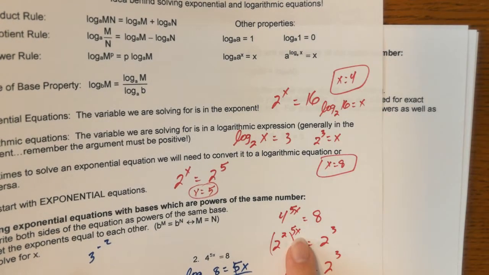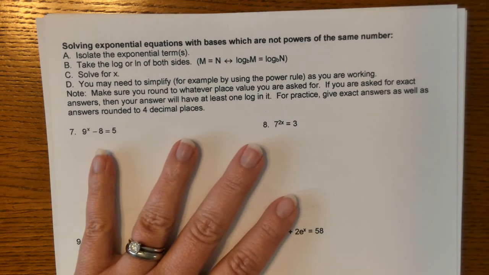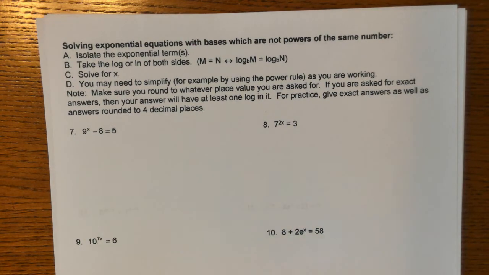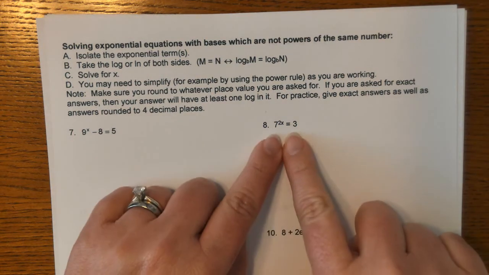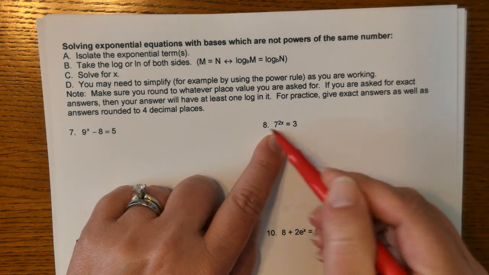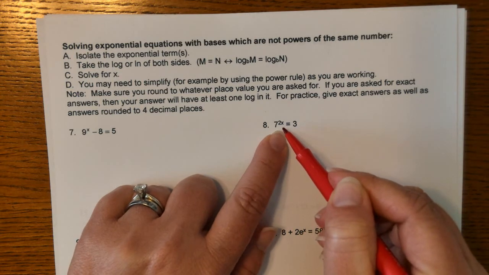I don't have this option like this method over here, getting them as the same base and setting the exponents equal to each other. Okay? This is our general approach when we're solving exponential equations. Step 1, isolate the exponential. So in number 8, that exponential has been isolated. 7 to the 2x is the exponential. It's on one side all by itself.